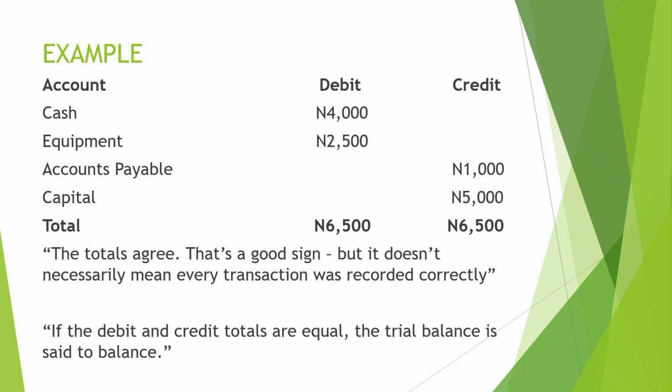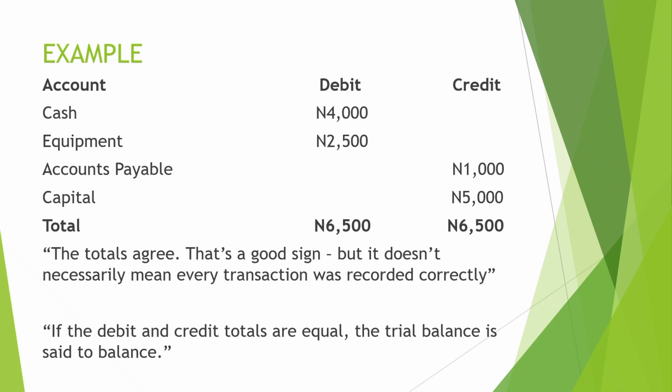Now looking at this trial balance, you can see that cash has a debit balance of 4,000. Equipment has a debit balance also of 4,000 naira, and the accounts payable a credit balance of 1,000 naira and capital of 5,000 naira. Now you can look at the total of both sides, 6,500 naira, which agree. Now the totals agree, that's a good sign, okay?